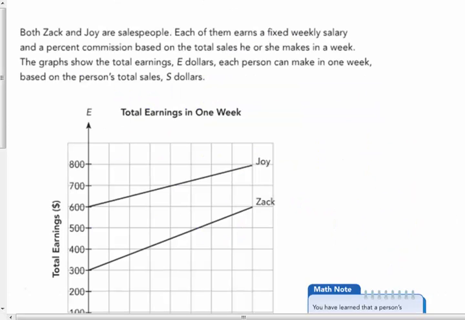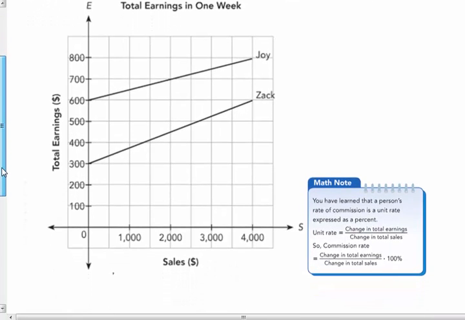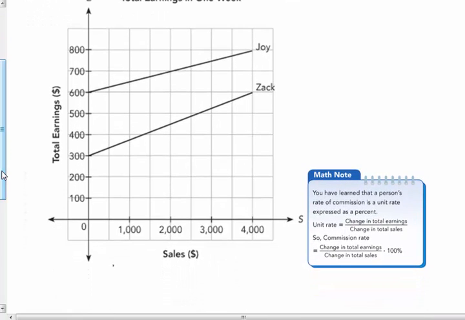Both Zach and Joy are salespeople. Each of them earns a fixed weekly salary and a percent commission based on the total sales he or she makes in a week. The graph shows the total earnings, E in dollars, each person can make in 1 week based on the person's total sales, S dollars. And again, we have this little note that the unit rate is the change in the total earnings over the change in the total sales. So to find the rate, use that fraction and multiply by 100%.